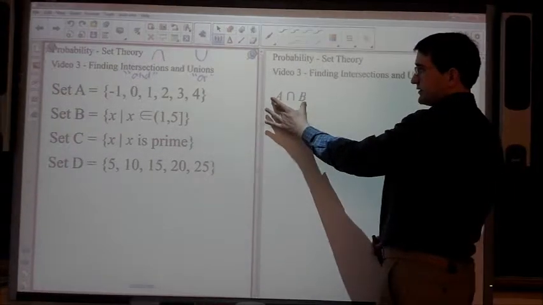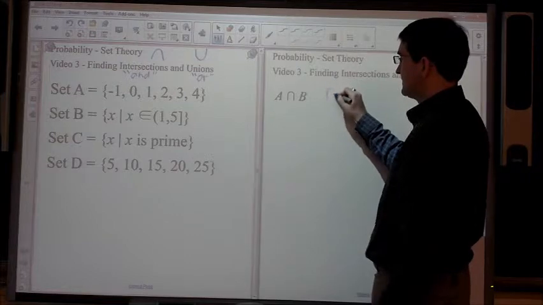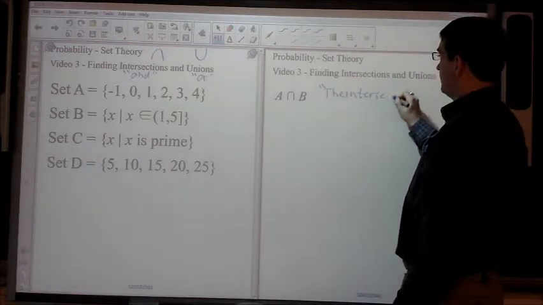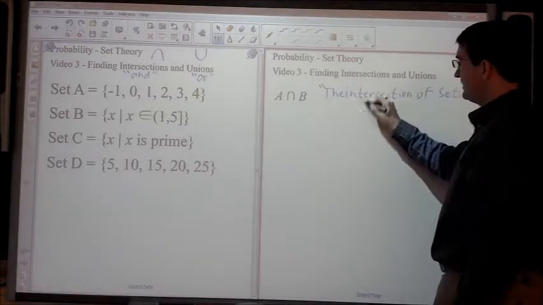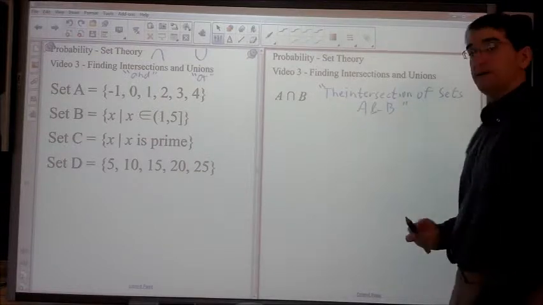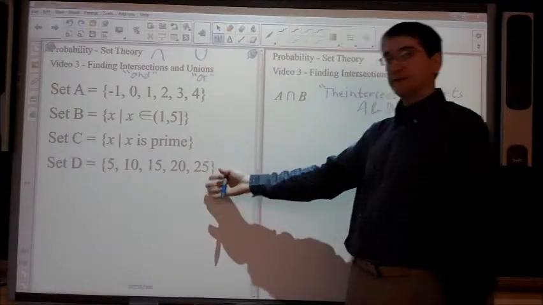So here we have the intersection of A and B. This is how we would read this: the intersection of sets A and B. That's what this notation means. And our sets are defined here. They're on your note sheet as well.